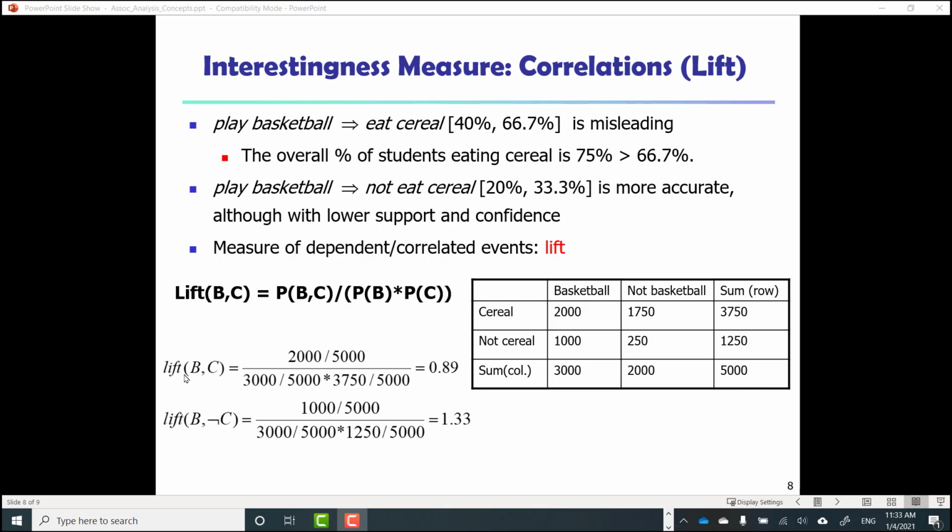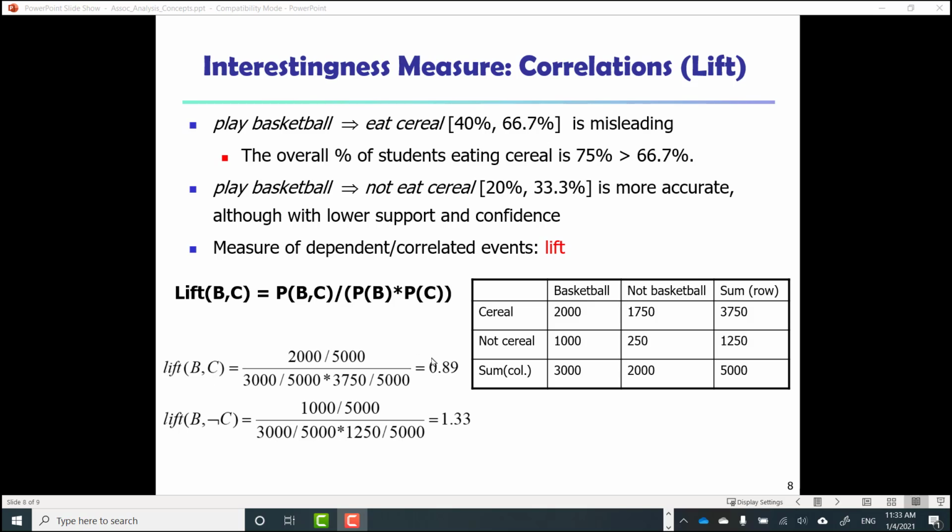So the lift between B and C: that's 2,000 divided by 5,000, which is the probability of B and C, divided by the probability of B, basketball, which is 3,000 divided by 5,000, times the probability of C, cereal, which is 3,750 divided by 5,000. So that is 0.89. I'll show you a little later.